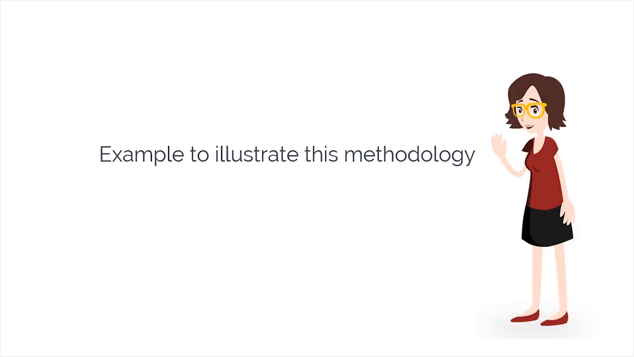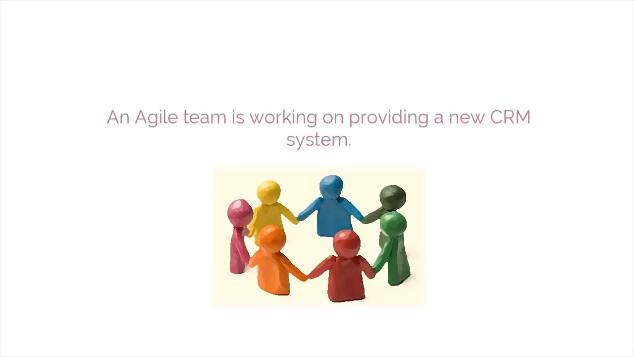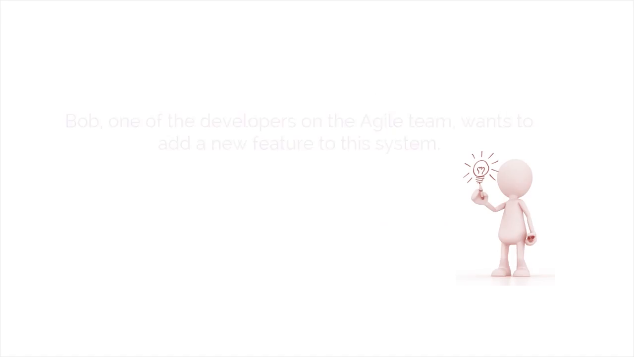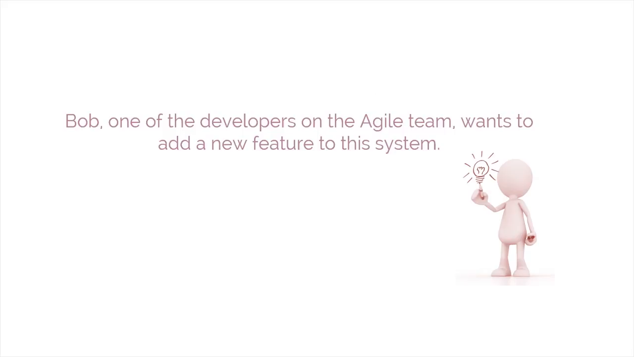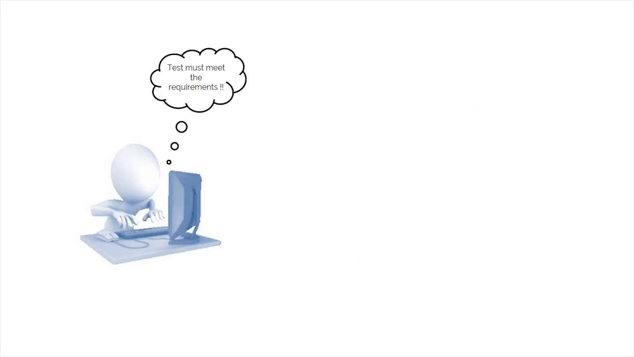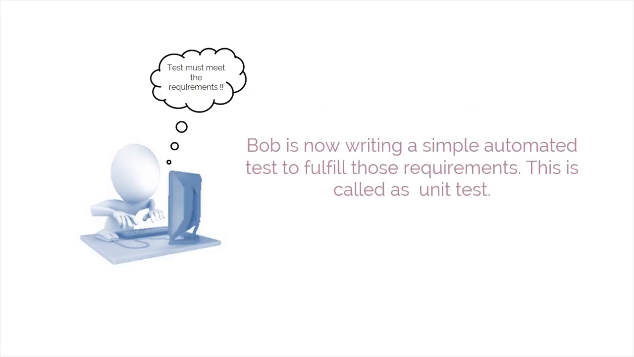Now, let's use an example to illustrate this methodology better. An Agile team is working on providing a new CRM system to be used by the marketing and sales departments to enable both departments to have a real-time 360-degree view of the customer. Bob, one of the developers on the Agile team, wants to add a new feature to this system. Bob had collaborated with the product owner and the tester, as well as the business analyst earlier. This enabled him to clearly understand the requirements.